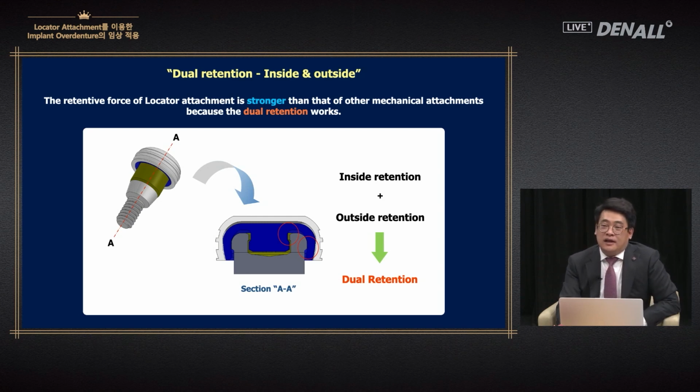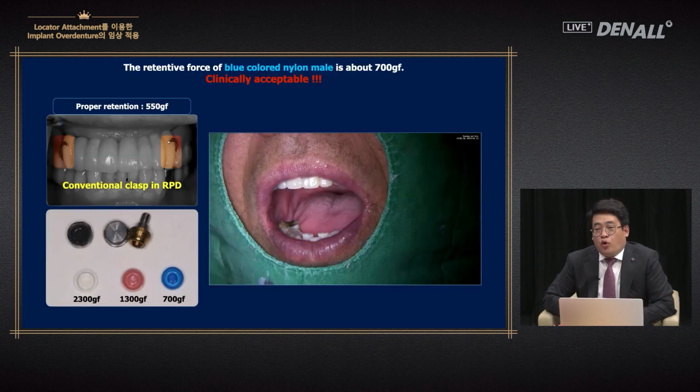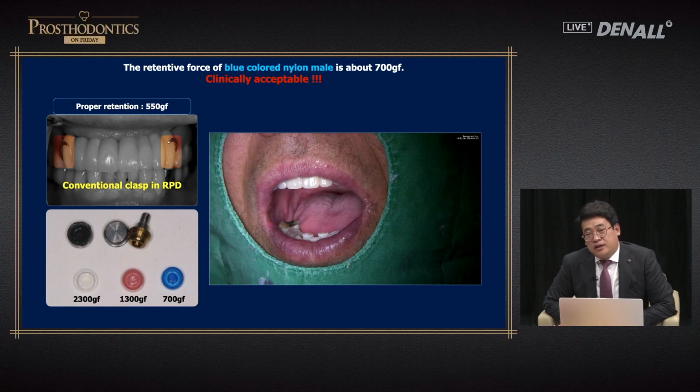In clasp RPD, the appropriate retentive force is 550 gram force. This is to avoid too much burden on natural teeth. Locator connected to implant: the blue one is 700 gram force, which means that the implant can withstand that, but personally I believe pink or white is too strong. I'd rather the vendor provide me 2 blues and 1 pink.